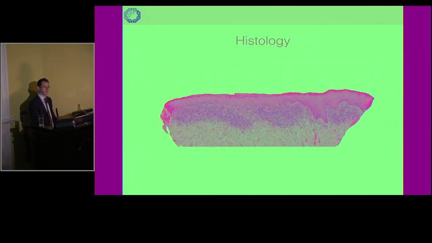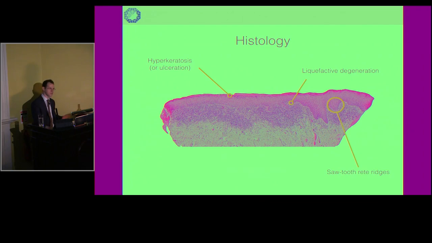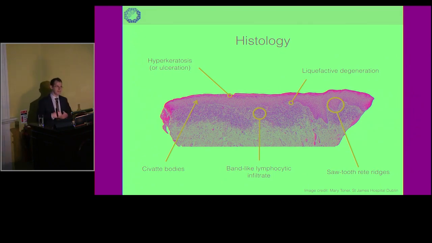The histology for lichen planus, again, a common question in these exams because it's an easy one. You'll get these classic features: hyperkeratosis or ulceration if there's a break, liquefactive degeneration of the basal layer, the sawtooth rete pegs, and you've got this big band-like inflammatory infiltrate, which is basically lymphocytes crowding into that area and causing the damage. And then within the epithelium, you'll get civatt bodies.